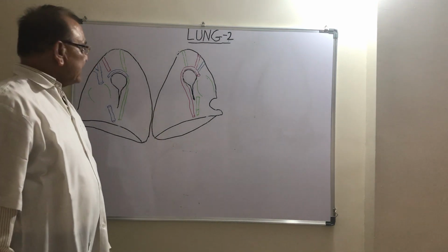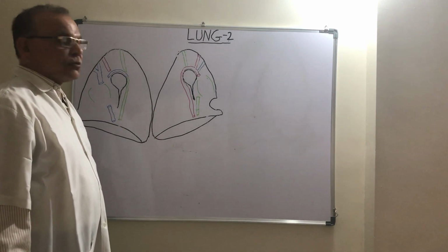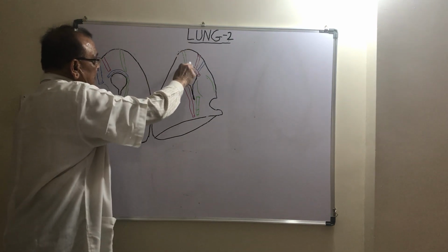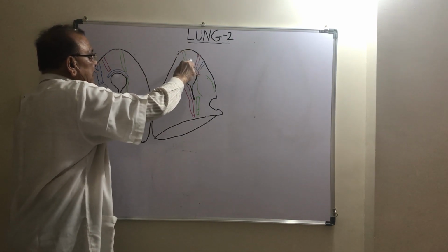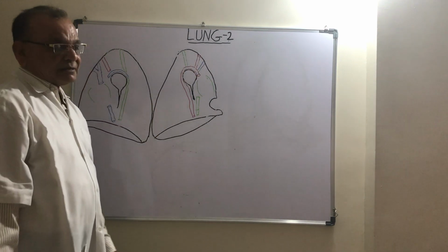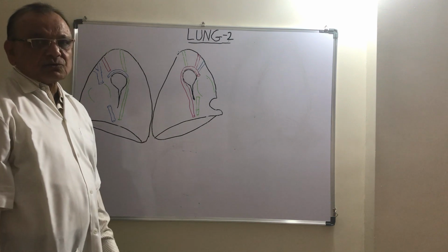Now, from apex up to arch groove, the left margin of esophagus comes in relation, but it does not produce any impression or groove here. In front of the esophageal area and behind the subclavian groove, this area is related to trachea.